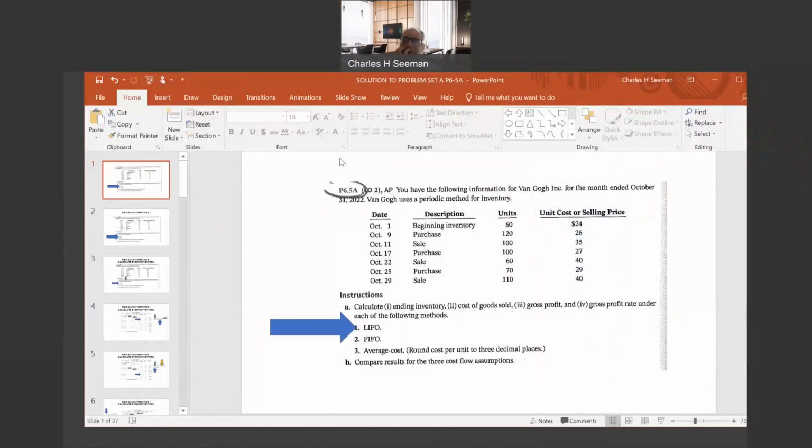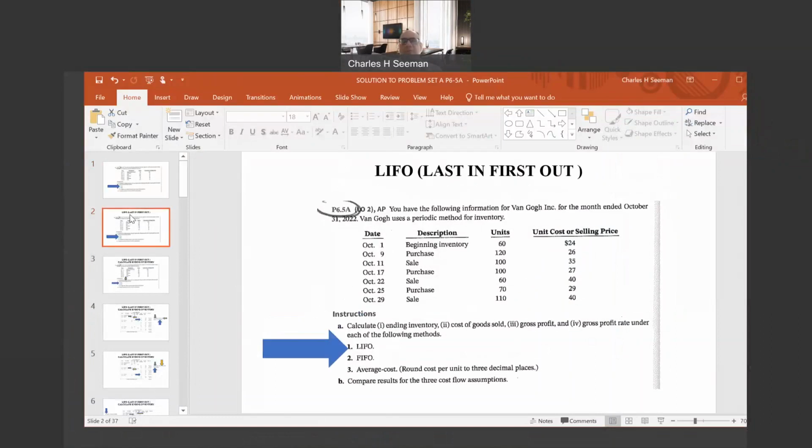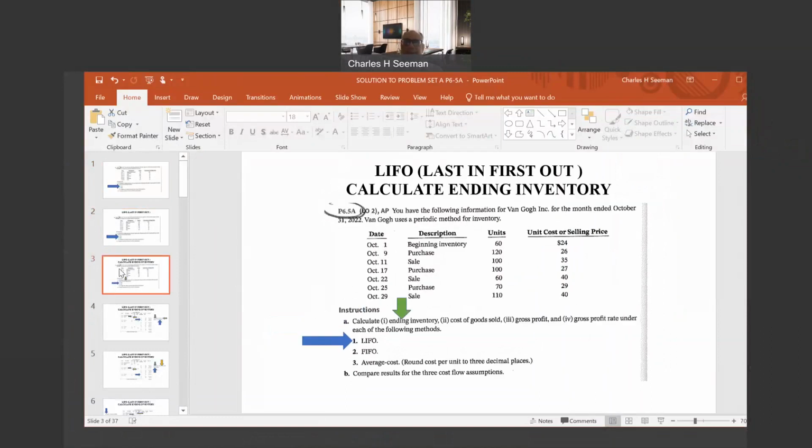Okay, so this is the homework assignment, a scan of the homework assignment, and we're going to do LIFO, FIFO, and average cost, and we're going to do ending inventory, cost of goods sold, gross profit, and gross profit rate. So let's start with LIFO. Now we're going to start with ending inventory.